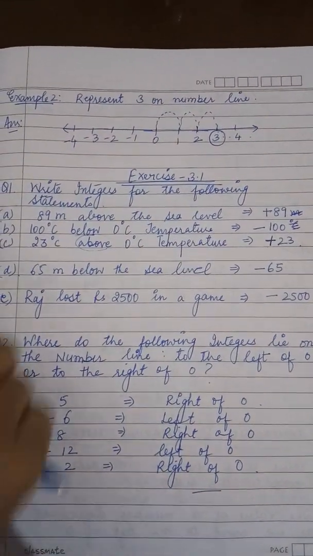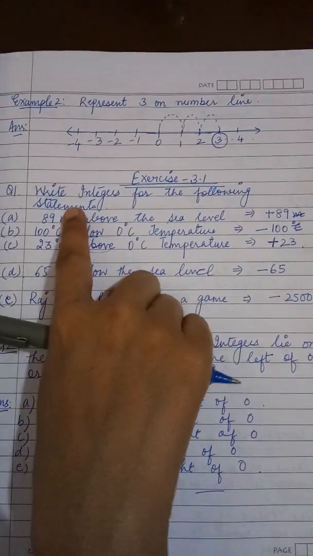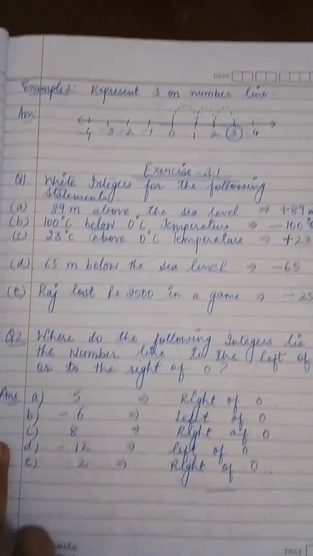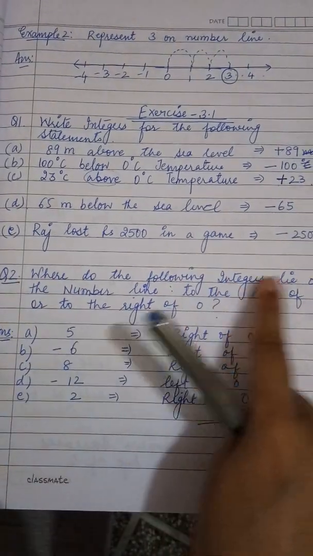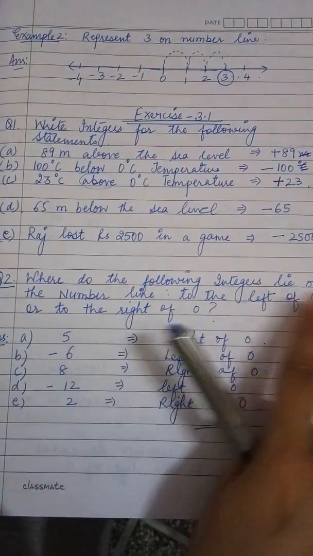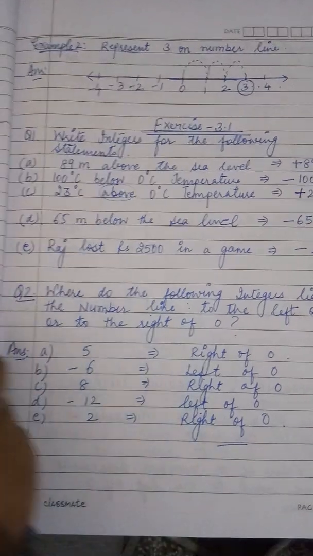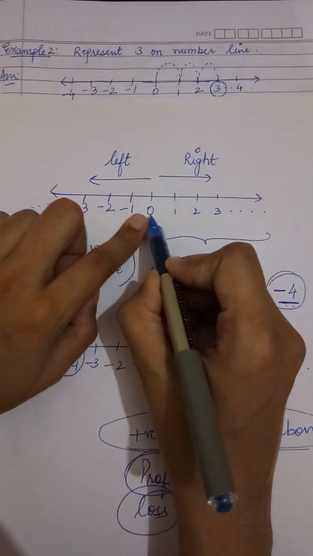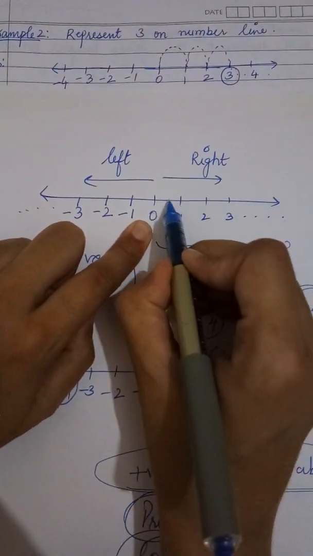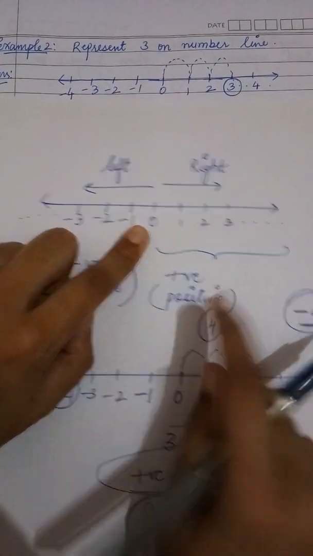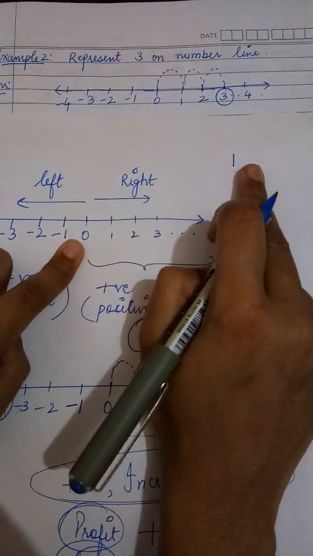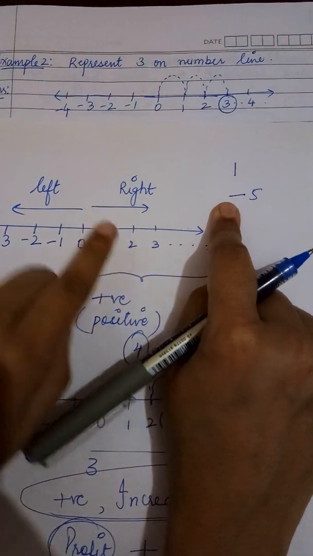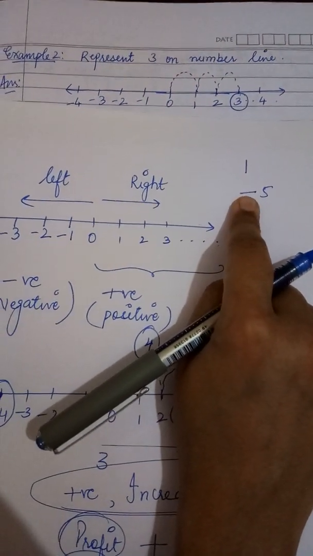Okay, so this was your question number 1, in which you just have to tell which sign these numbers will have along with them, plus or minus. Now question number 2 is, where do the following integers lie on the number line, to the left of the 0 or to the right of the 0. Now on this number line I have just explained, if we talk about the right of the 0, then all the integers are positive. If I write here 1, that means it is to the right, because this is a positive number. If I talk about -5, this is going to be on the left. Why? Because this has a negative sign.